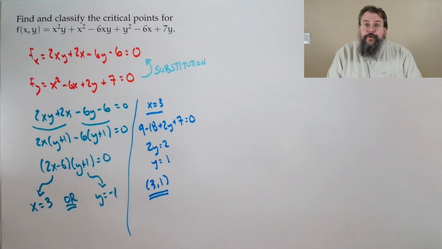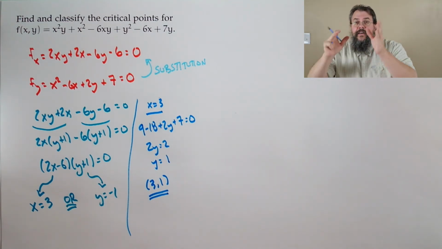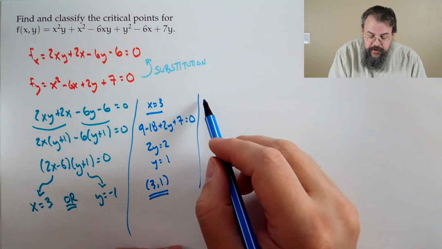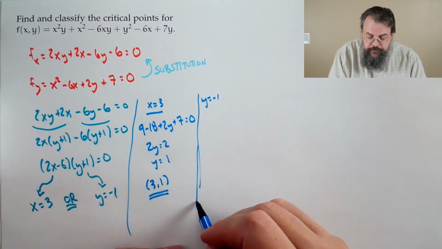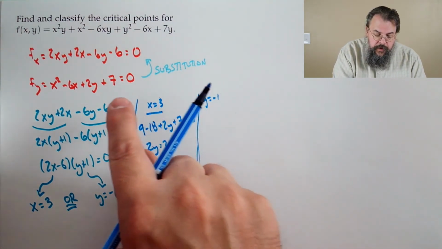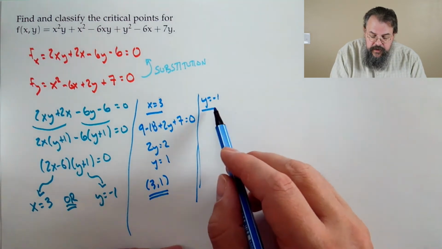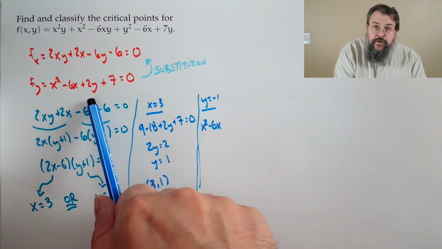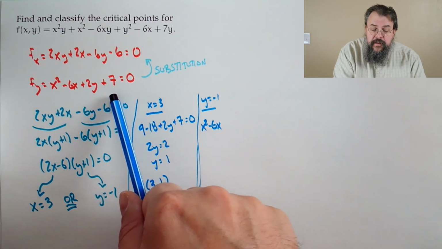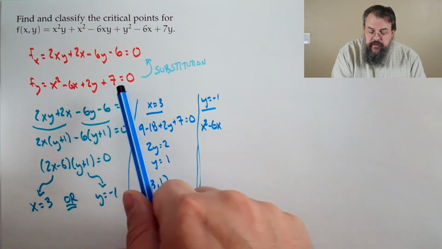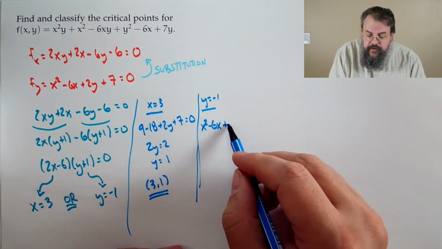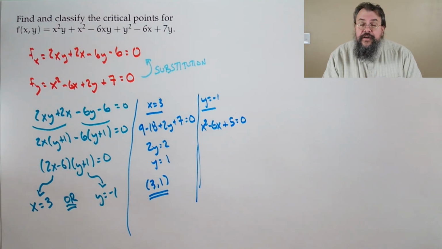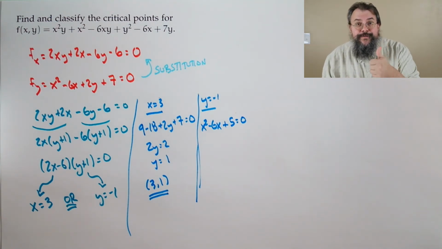Okay, so now we've gone down the x equals 3 track. Time for us to go down the y equals negative 1 track. So what happens on that track? Well, plug in y equals negative 1. We're going to get x squared minus 6x minus 2 plus 7, because y equals negative 1. So minus 2 plus 7 would make it plus 5 equals 0. Now I think, wow, could it factor? If it could, there's only one possible way.